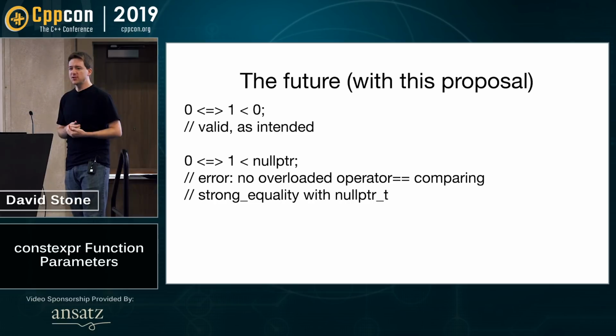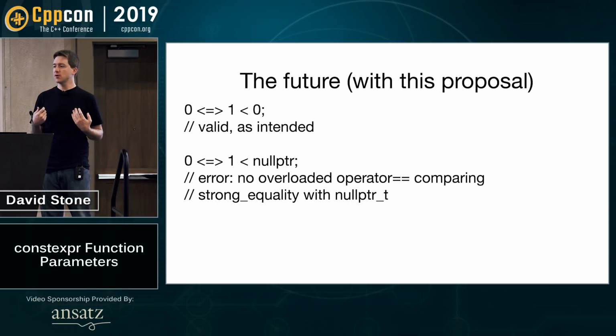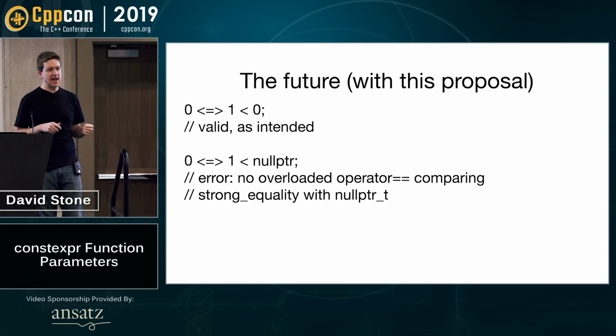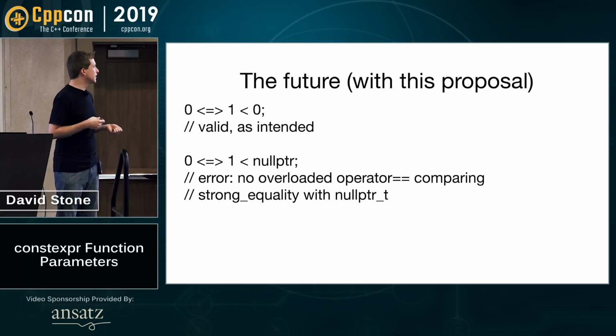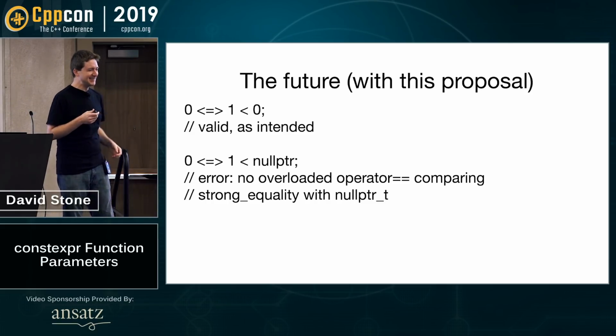So under my proposal, we could have this. If you try to compare against nullptr, which is not intended to be supported, you get an error saying you can't compare. That should say operator less than, not operator equal equal. I'm happy.